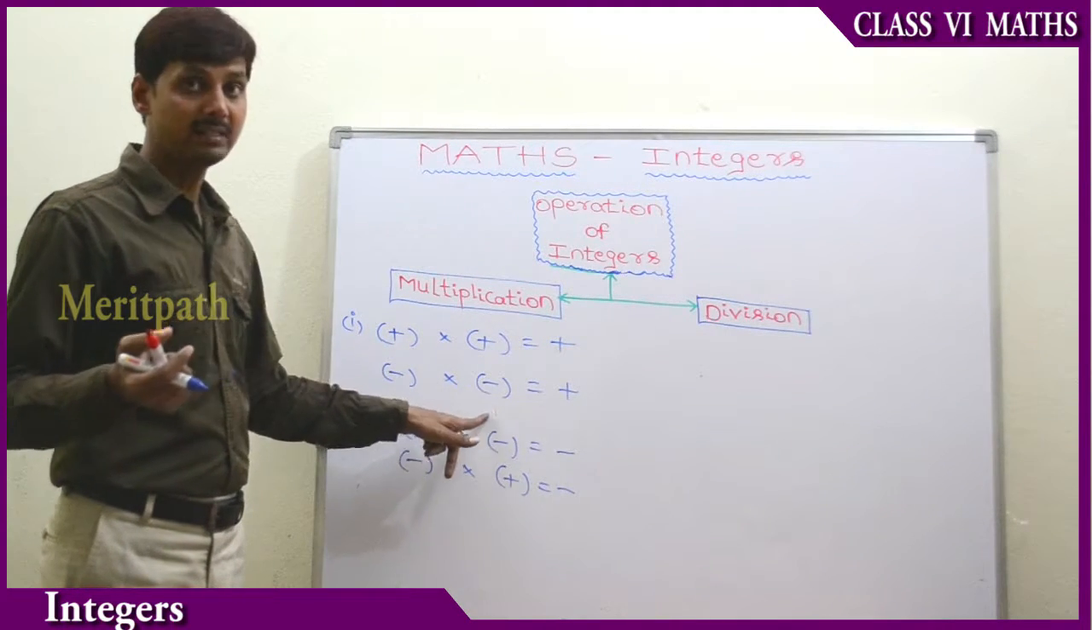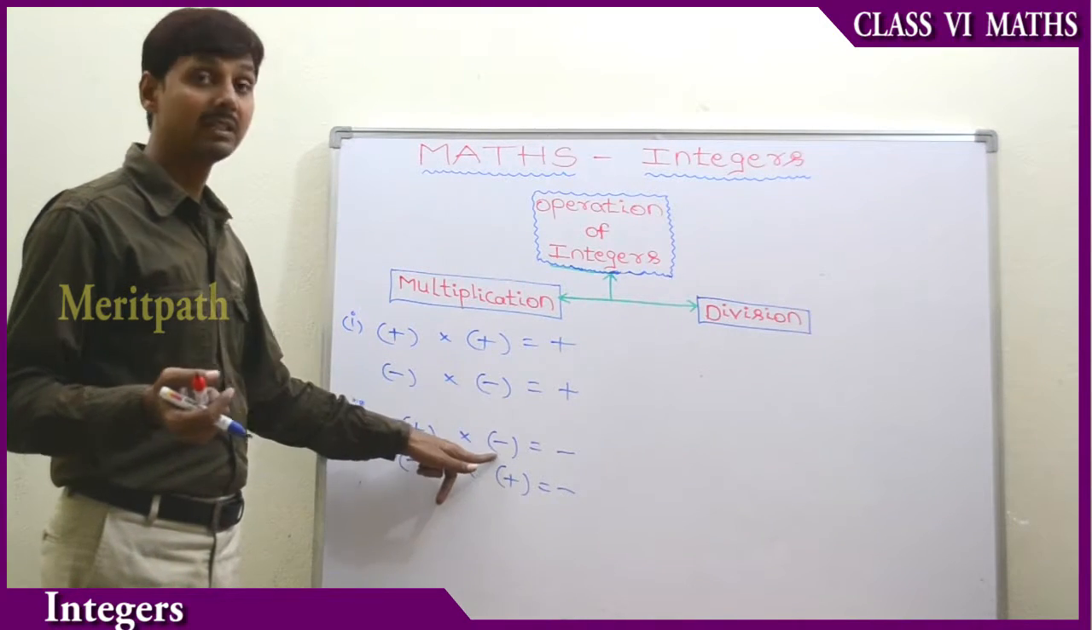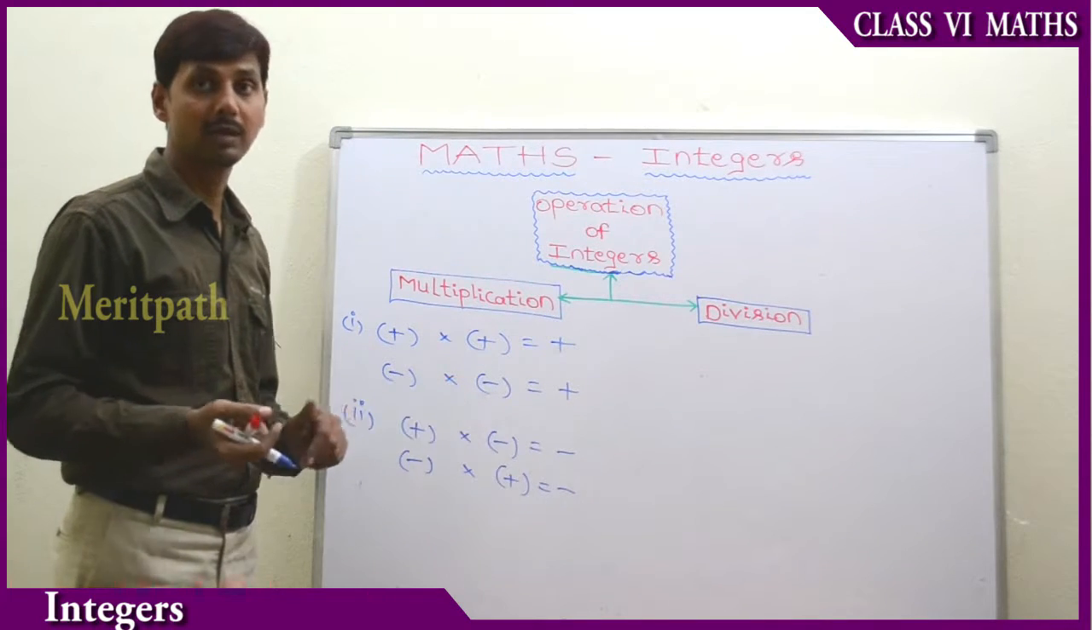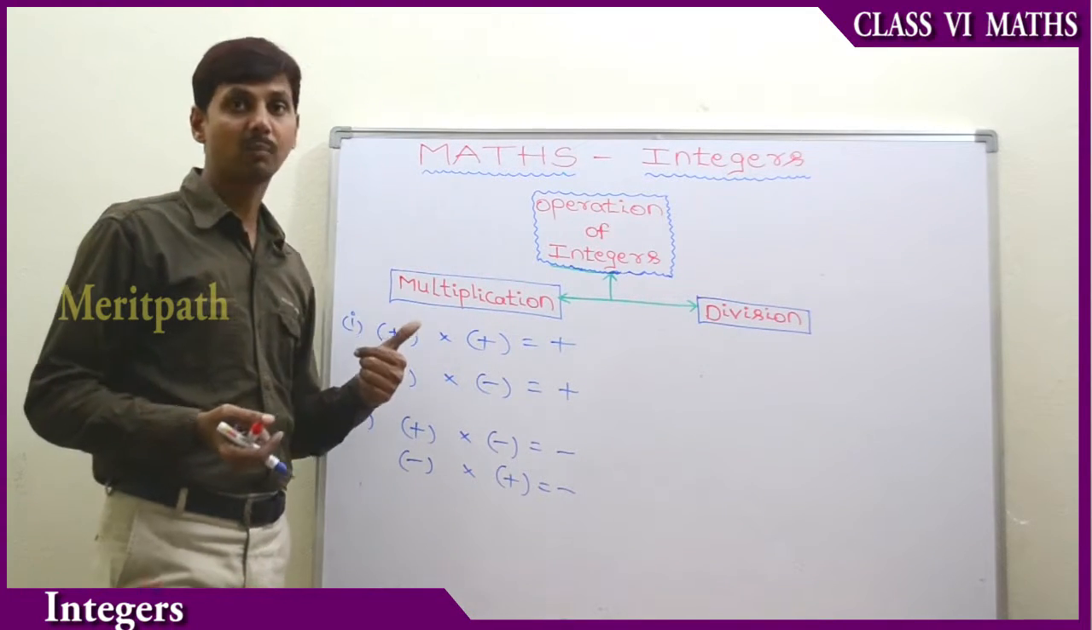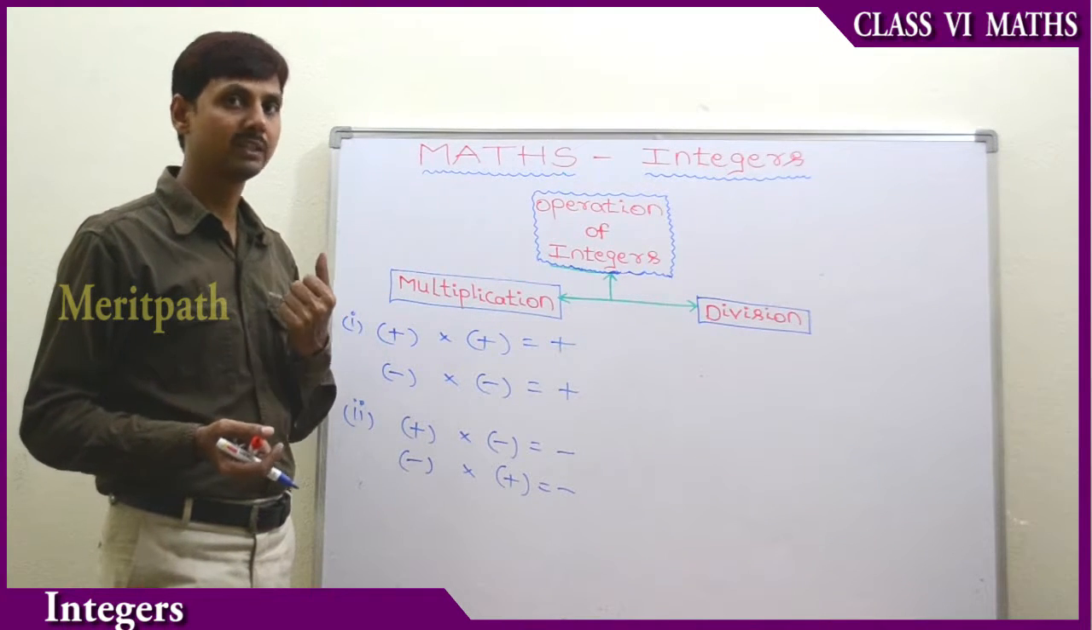So the same signs will give the plus symbol, minus into minus is plus. If they have different signs, we'll get minus. This is the operation of integers when we have two integers.